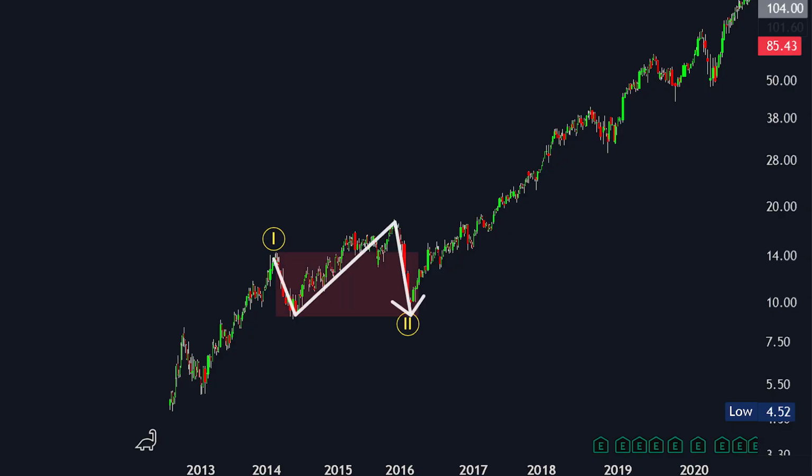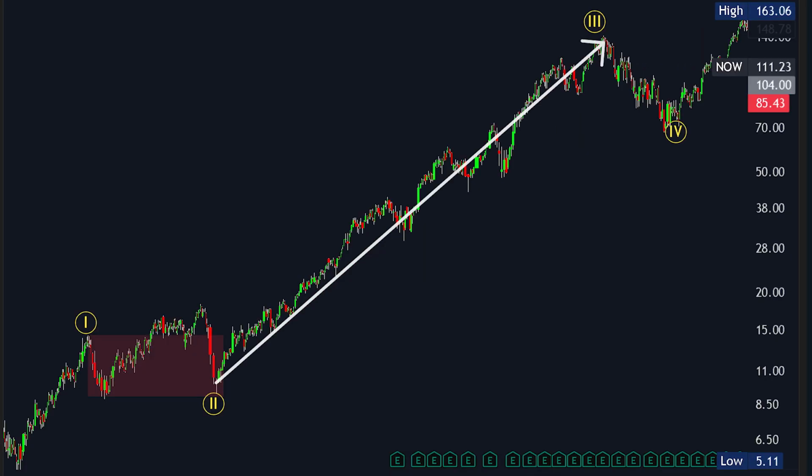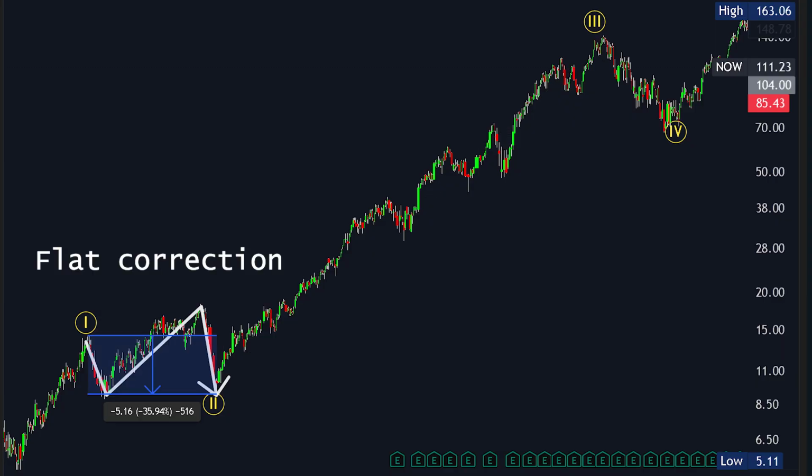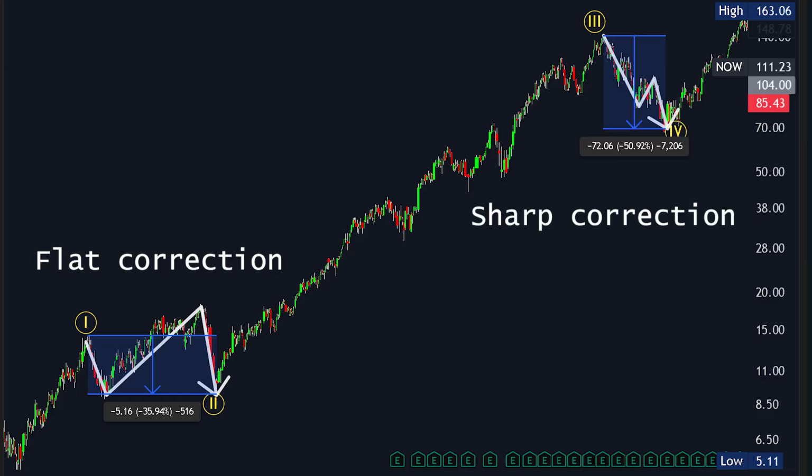The earlier second wave developed mainly sideways. After that, price formed a strong third wave. The previous correction was relatively flat, while the next correction developed much more sharply. This is one possible example of alternation between the second and fourth waves. It is not a strict rule, but it is a common type of behavior.